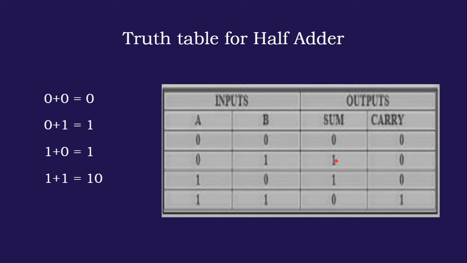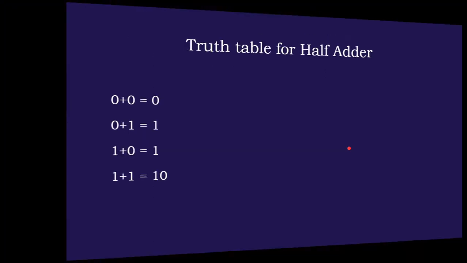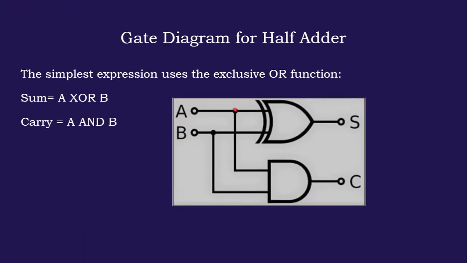Okay, now let us see how the carry is generated. So this is the answer for the carry column. So here A into B is 0. We know that carry is found by the AND gate. So A and B are ANDed together to get the carry.